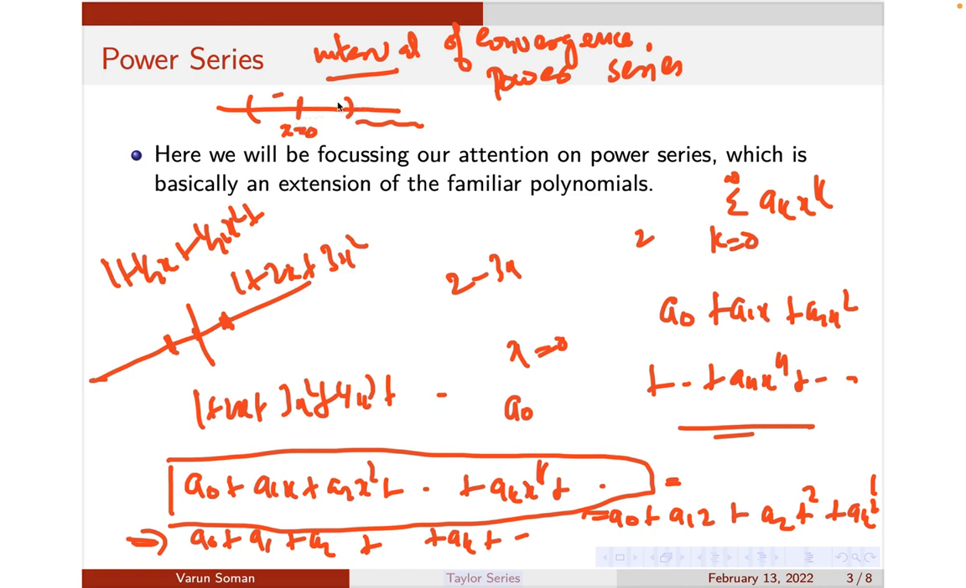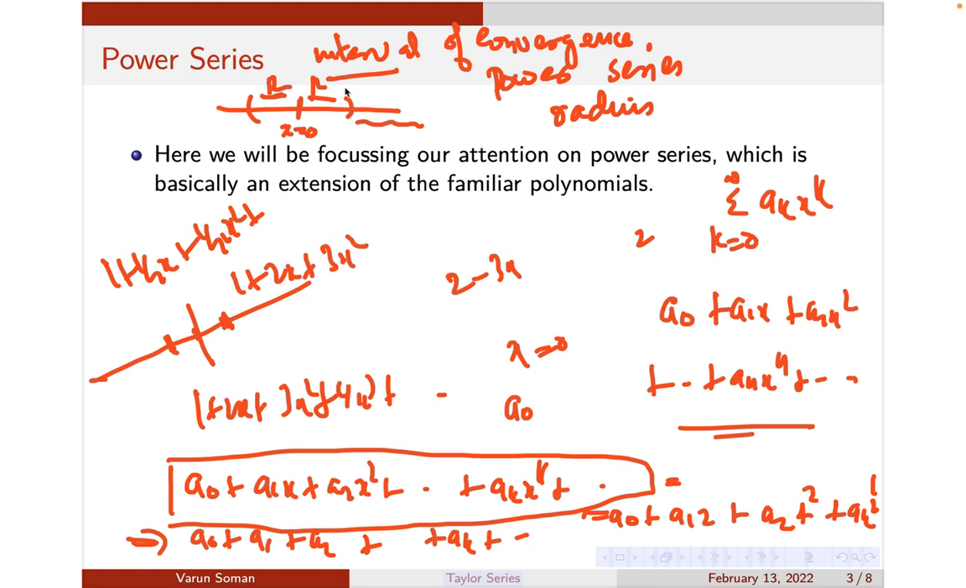Similarly, we can also talk of the radius of convergence. What do you mean by radius of convergence? It's basically the radius of this interval. So this length is r, and this length also will be r. This half length is called the radius of convergence. So this is the main property of power series.